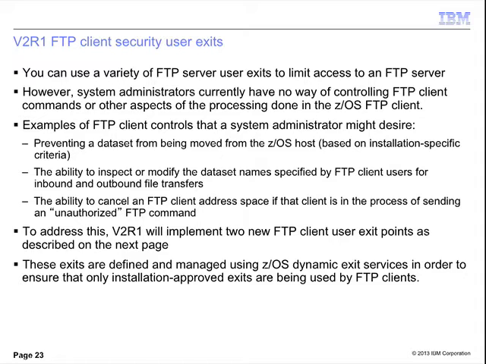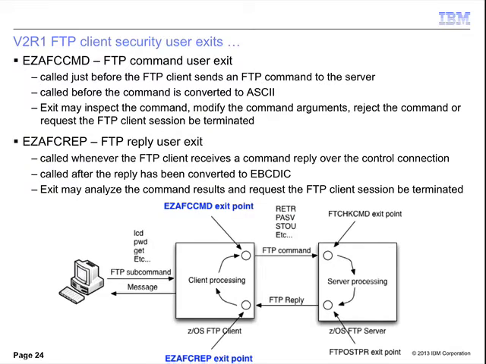Many of you are probably aware that our FTP server has long supported exits for further control of FTP server activity. There are, I believe, 6 exits. One of them is not particularly recommended anymore, but there are still 5 in use. There's never been an equivalent for the client. As of pre-2.1 days, the client has no exits associated with it. So we've had requirements for the client to drive an exit where we can inspect the command that's about to flow to the server and change the operands, reject the command, or terminate the client if something really bad is happening. And we did not have that capability until 2.1.